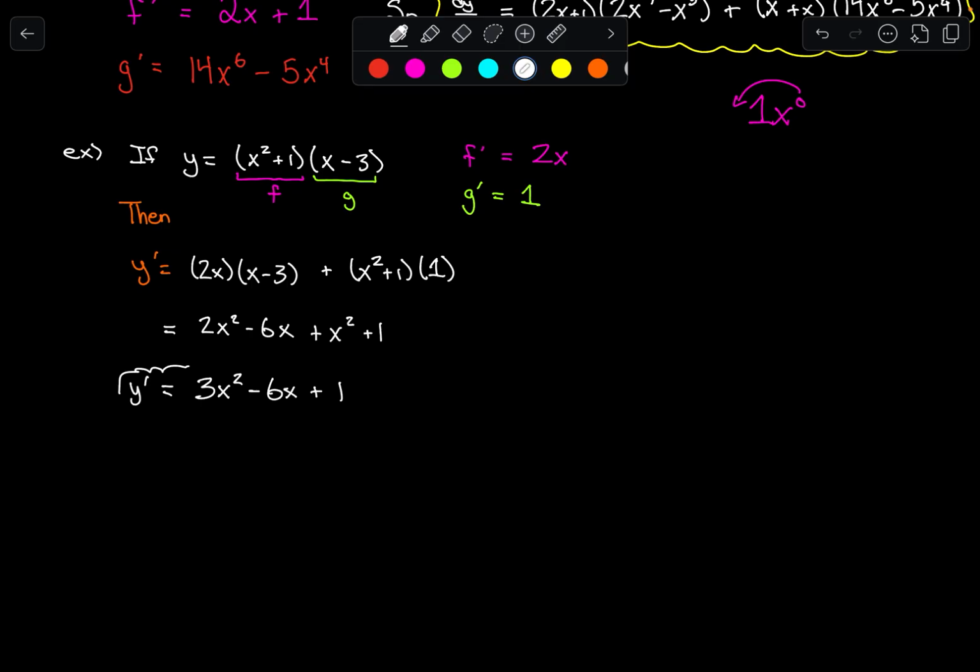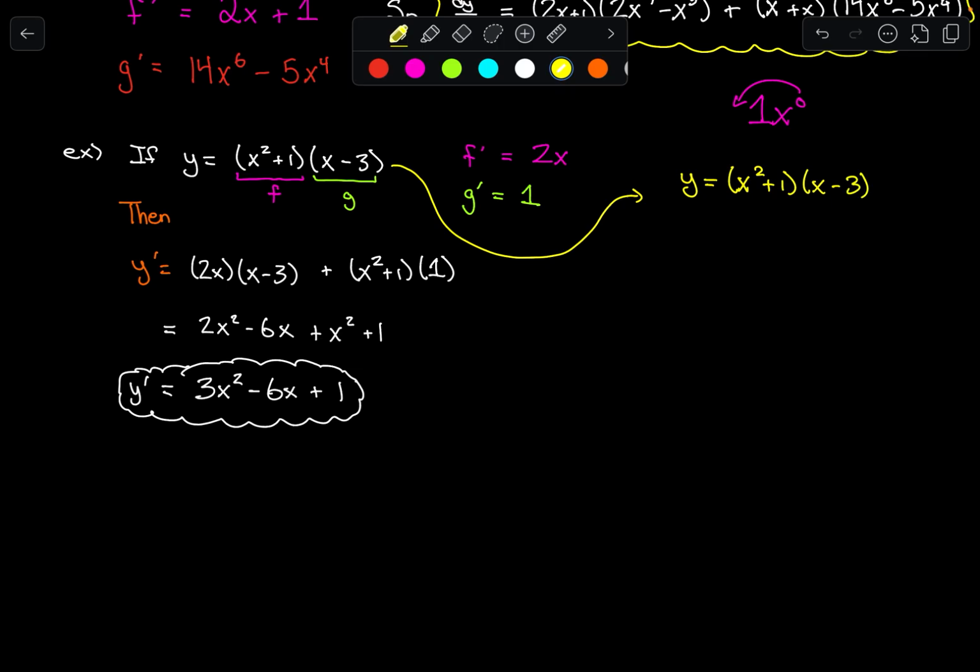Now, another reason that I decided to multiply this out is because I wanted to show you that, even though we are using the product rule here, in this particular case, some of you may be wondering, why didn't I just multiply these together and take the derivative that way? And that's a totally valid thing to do. So if we had x squared plus 1 times x minus 3, right?